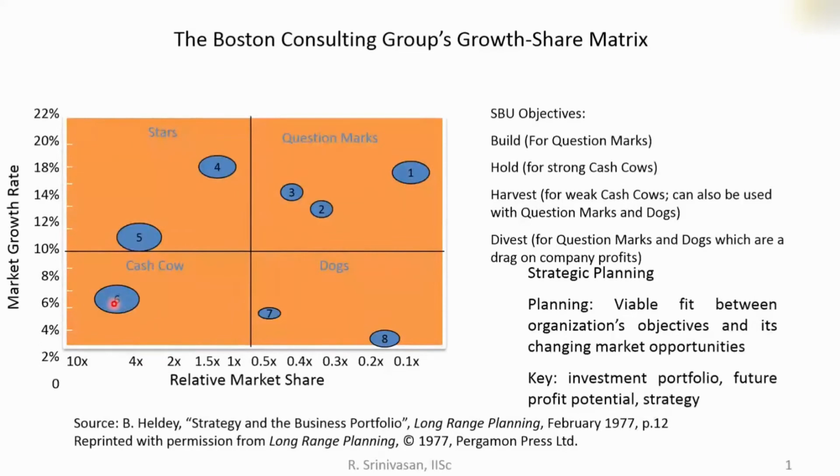When it becomes the market leader, the objective for the company with respect to that SBU should be to hold on. You don't require a lot of investment for that cash cow, still you get money out of it. When you get a good amount of returns from this SBU, you hold on to this cash cow, and this type of strategy you will adopt for a strong cash cow.